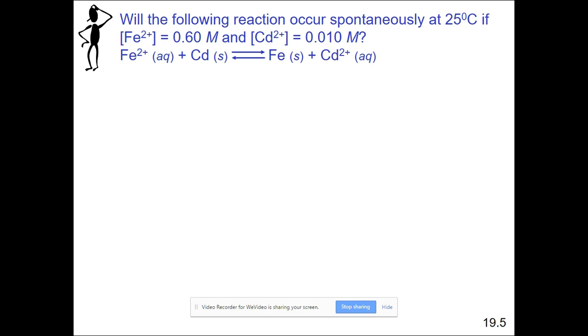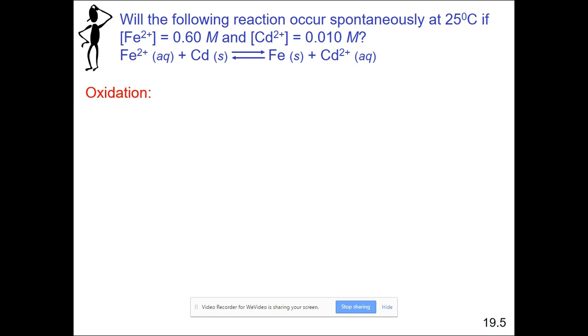So let's take a look at this particular situation in which we have Fe2+ and Cd in an equilibrium process between Fe and Cd2+. We want to know, will the following reaction occur spontaneously at 25 degrees Celsius if the Fe2+ concentration is 0.60 moles per liter and the Cd2+ concentration is 0.10 moles per liter? Well, in order to solve this problem, the first thing we have to do is determine what's being oxidized and what's being reduced.